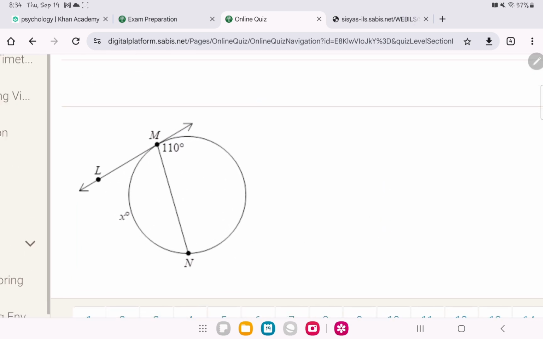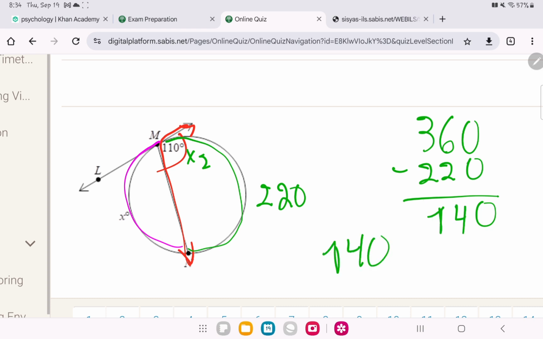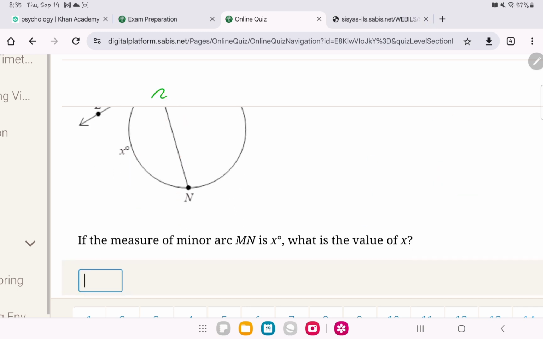They need the measure of which arc? This arc. How can we find it if we are given the value of this angle? Very simply, we can find the measure of the arc that it touches. We do 110 times 2, we get 220. So in a circle, we have 360. So 360 minus 220, we get 140.